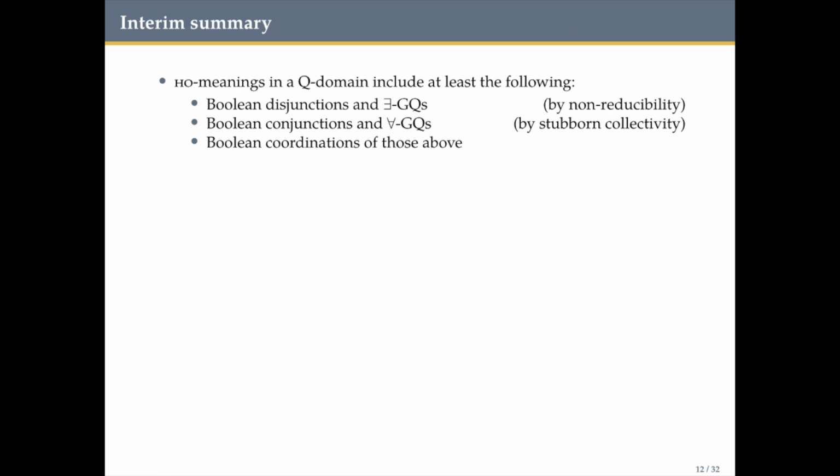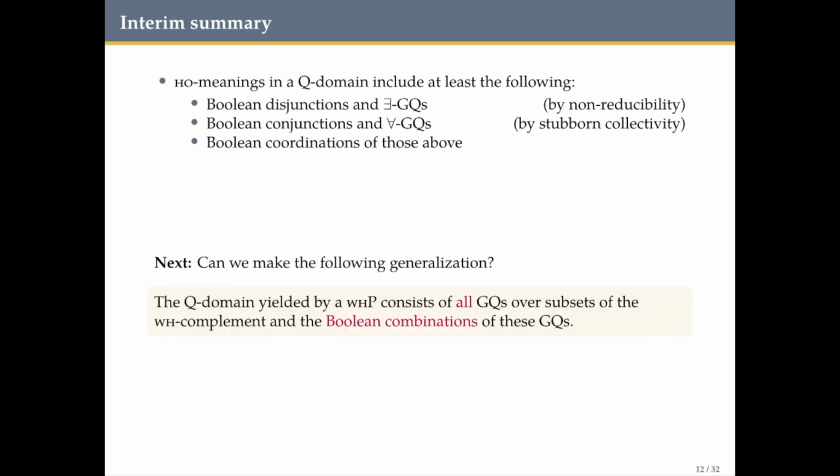To sum up, by non-reducibility, I argue to rule in Boolean disjunctions and existential quantifiers. By stubborn collectivity, I argue to rule in Boolean conjunctions and universal quantifiers. Furthermore, the combination of these 2 diagnostics could also rule in Boolean coordinations of those generalized quantifiers. And now, one may ask whether we're able to make the following generalization: the Q domain yielded by a wh-phrase consists of all generalized quantifiers over subsets of the wh-complement, and the Boolean combinations of those generalized quantifiers. In the next section, I will argue that this generalization is too strong. Higher order meanings in the Q domain are subject to 2 constraints, positiveness and homogeneity.